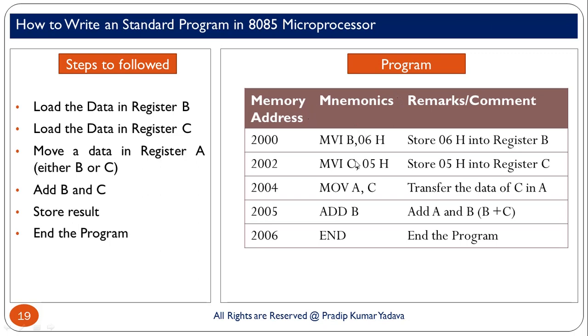If you are using 8-bit data in any instruction, that instruction will be a 2 byte instruction, and to store it we require 2 memory addresses. That's why for MVI B 06H, where 8-bit data is required, 2 bytes are needed, meaning 2000 and 2001 are reserved for this, and similarly 2002 and 2003 are reserved for the next. So this is the standard way to write a program.